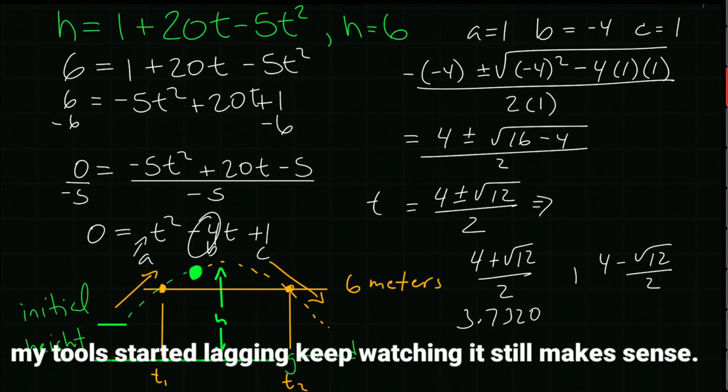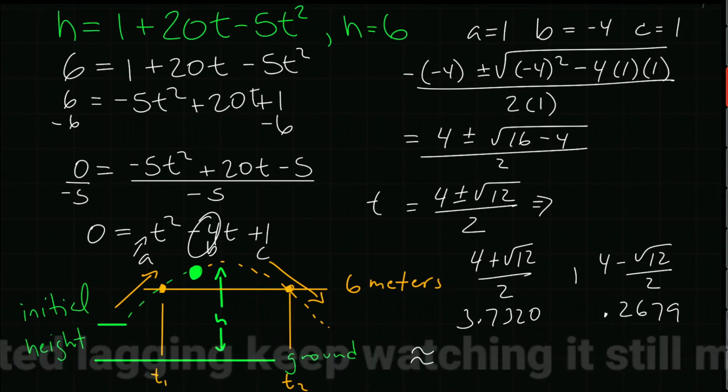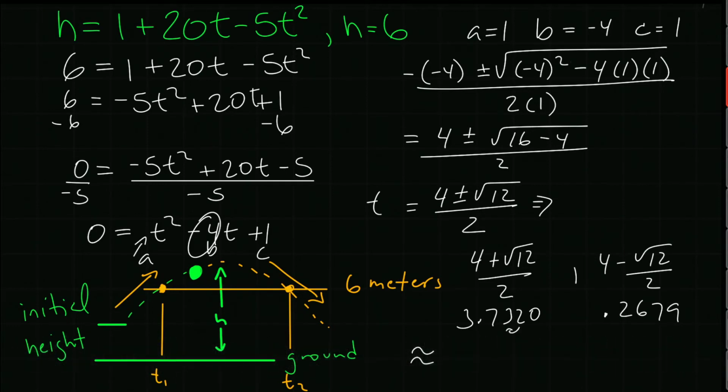And then we also have 0.267. If we round it to the nearest hundredth, that means we're going to be rounding down because 2 is smaller, and then we're going to round up because 7 is greater than 5. So that means we have 3.73 and 0.27, and that's our time in seconds.